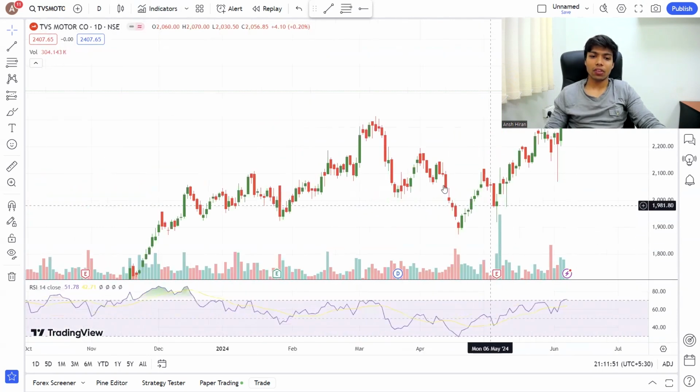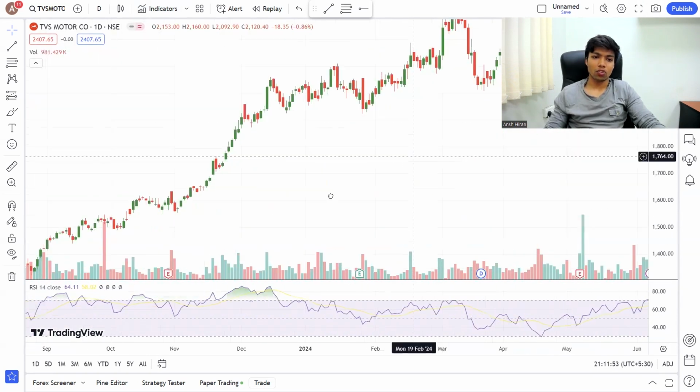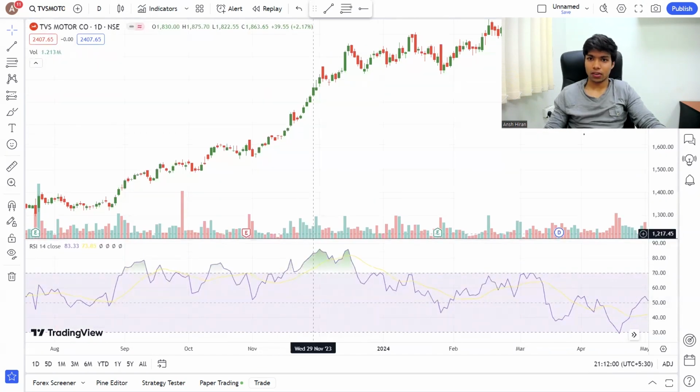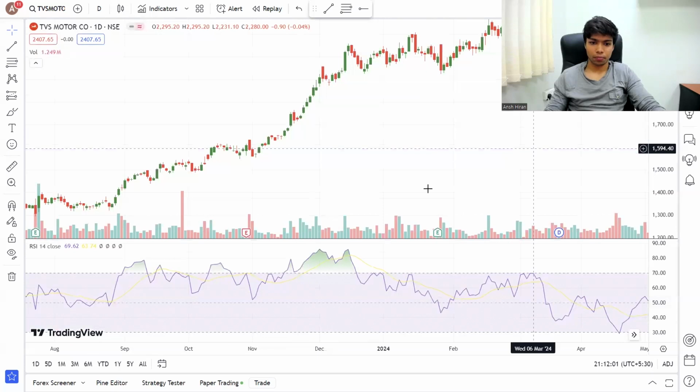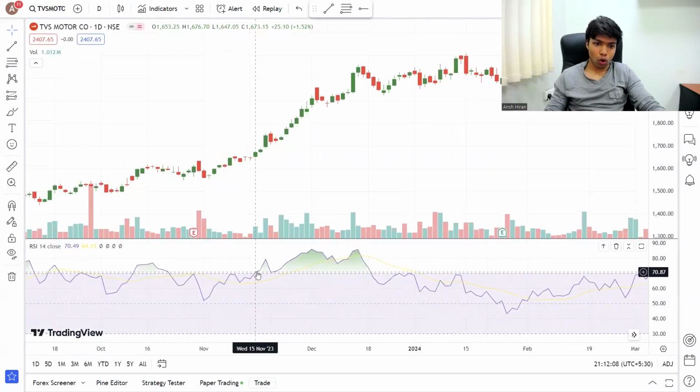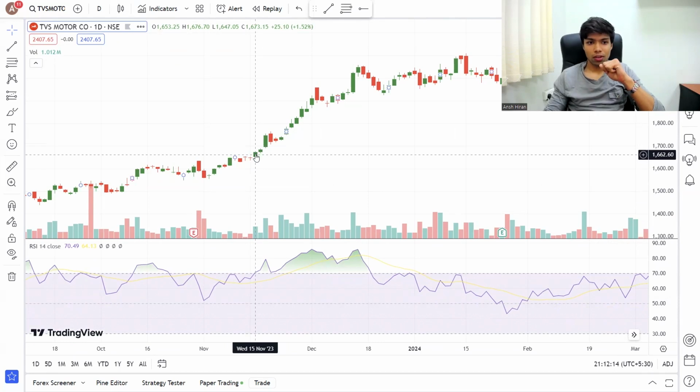Now they say if the market goes above 70, it is overbought. Let's say it goes overbought over here. It became overbought at this level. I hope you can see it. TVS Motors went overbought at this level, so it was supposed to go down.